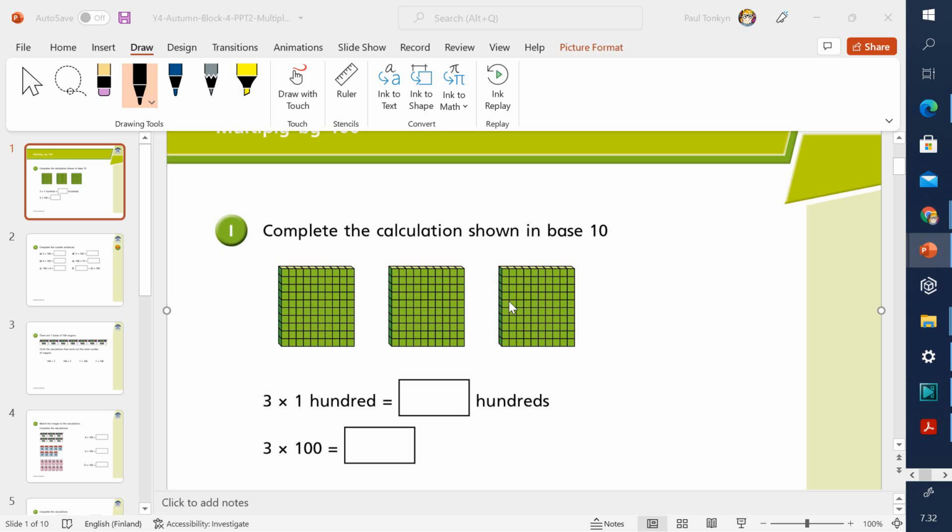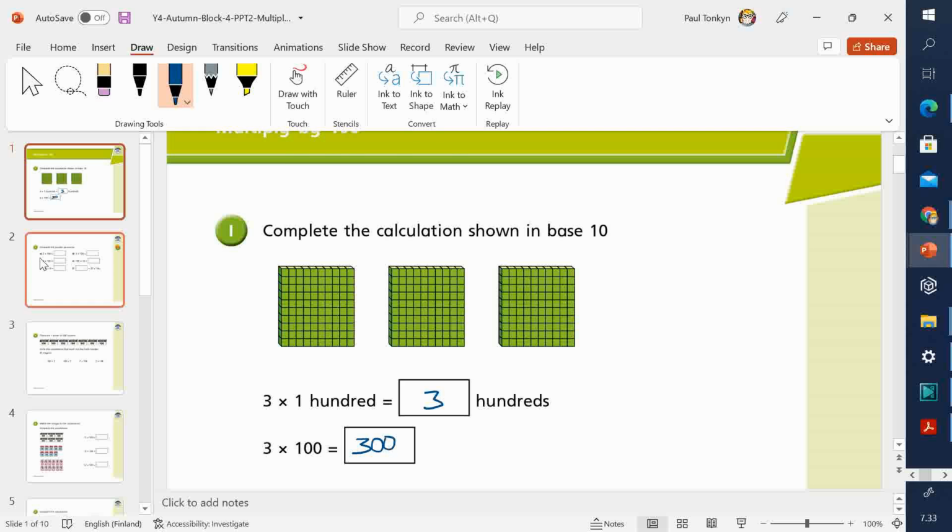Right. This is the worksheet for today that you see, and you're doing similar stuff, okay? So complete the calculations shown in base 10. So it says 3 times 100. How many hundreds is that? We started that. Right, good. Okay, so I'll just mute. There's a lot of background noise. Okay, so this is 300s, just like that. 3 times 100 equals what? 300.